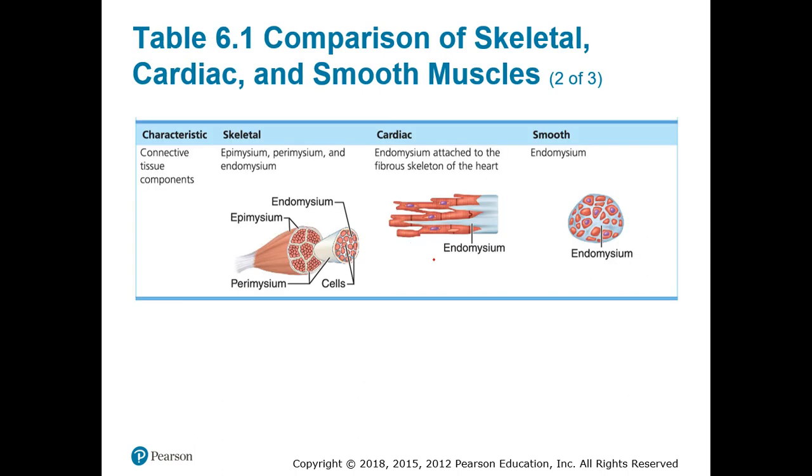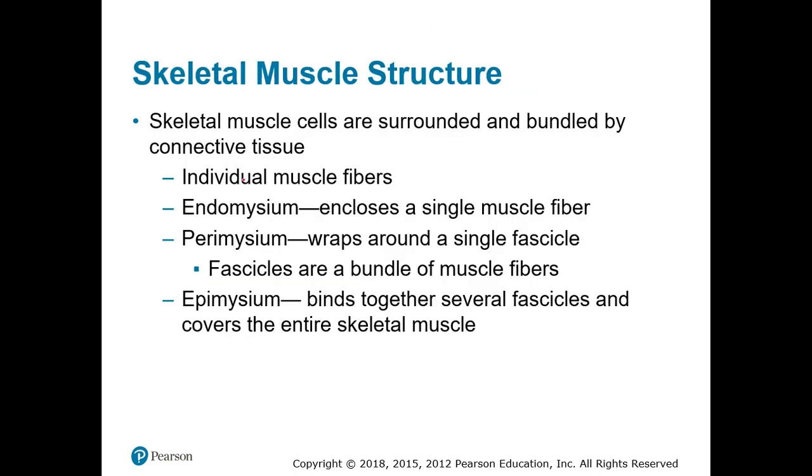Now, one thing that's noted in your notes is it asks you to write down the connective tissue components. That blank is going to actually be, if we're talking about skeletal, these are the connective tissue components that we're going to write down: epimysium, perimysium, and endomysium all make up skeletal tissue. So let's go into detail about these different types of connective tissues that make up skeletal muscles.